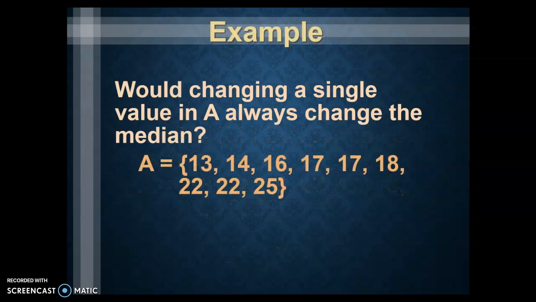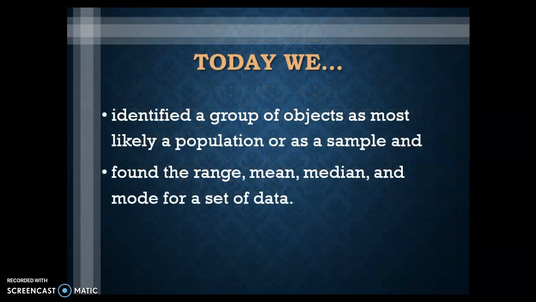If we change a value in A, does it always change the median or the middle number? No, it doesn't always change the median because I'm not adding another number to it here. If I change this to 15, for example, my median is still 17. This is still the number that's in the middle, regardless of the number that's on either side of it. So it does not always change the median, although it can.